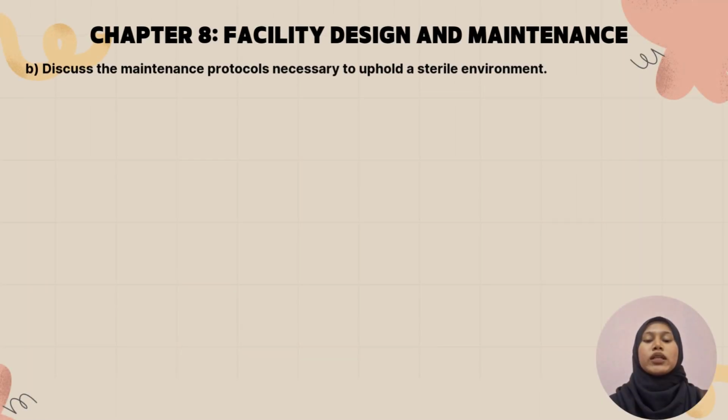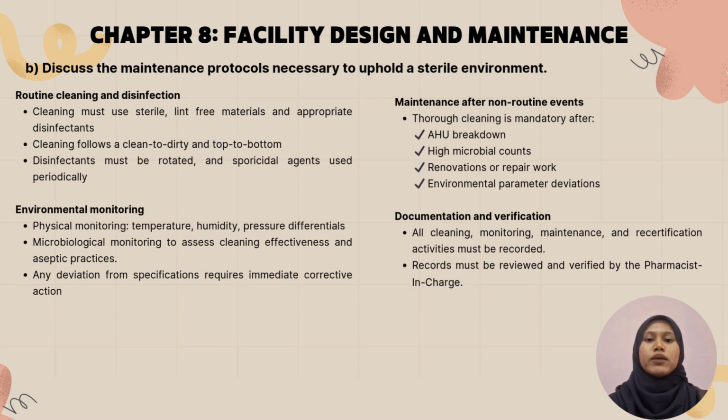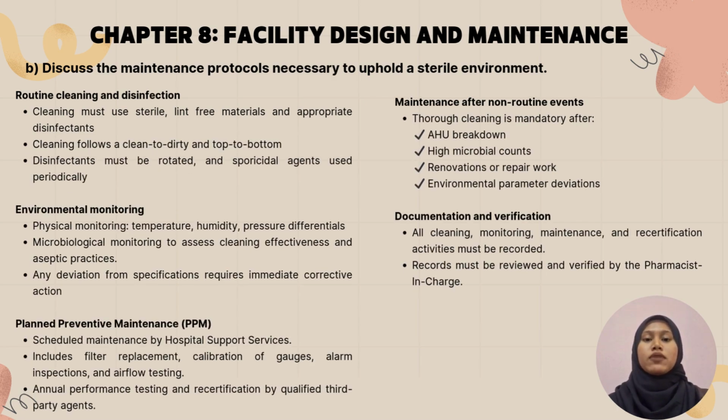Second question is: discuss the maintenance protocols necessary to uphold a sterile environment. First one is routine cleaning and disinfection. The cleaning must use sterile, lint-free materials and appropriate disinfectants. And the cleaning must be done from clean to dirty and top to bottom. The disinfectants used must be rotated and a sporicidal agent must be used periodically. Then the second one is environmental monitoring. There's physical monitoring such as temperature, humidity, pressure differentials, and there's also microbiological monitoring to assess cleaning effectiveness and aseptic practices. Any deviation from specification requires immediate corrective action.